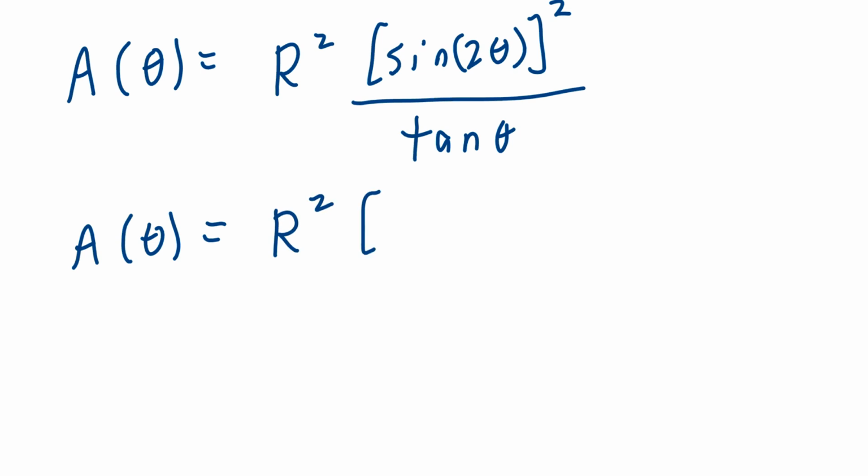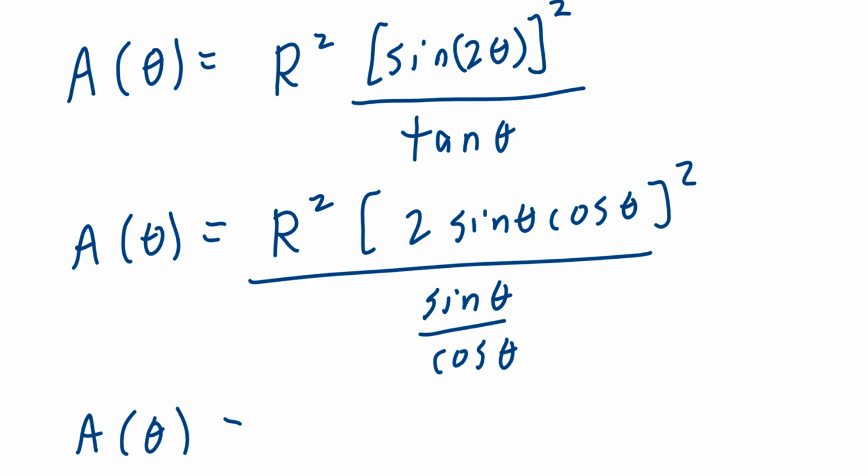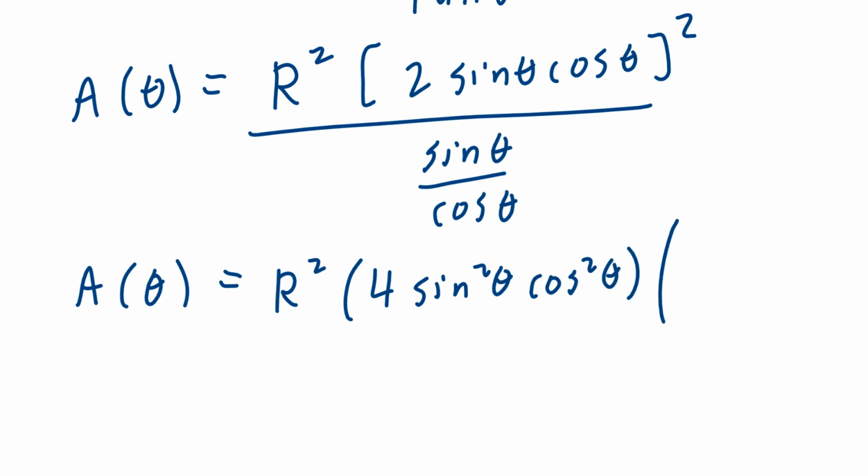If I think about sine 2 theta, that's really (2 sine theta cosine theta) squared. If I look at the denominator, tan theta is going to be sine theta over cosine theta. So what I'm trying to do here is simplify this before finding the derivative. Again, if I expand the top, that's going to be r squared times 4 times sine squared theta times cos squared theta. And I'm going to multiply by the reciprocal.